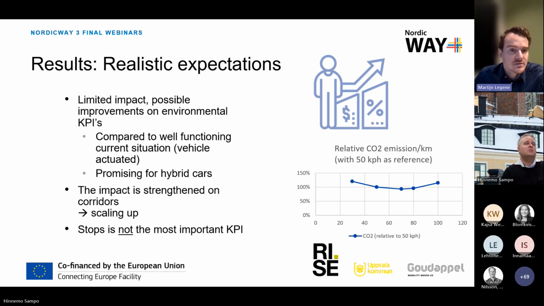Compared to a single intersection, we see that the impact is strengthened on corridors, and that indicates that it's important to scale up the solution. So not only have it on one intersection, but have it in a string of intersections, and possibly some intersections that are connected with each other. And stops are not the most important KPI, because fewer stops do not necessarily lead to lower environmental impact. Also, a lower average speed could be less emission friendly, which you can see on the graph on the right. So think about the energy consumption.